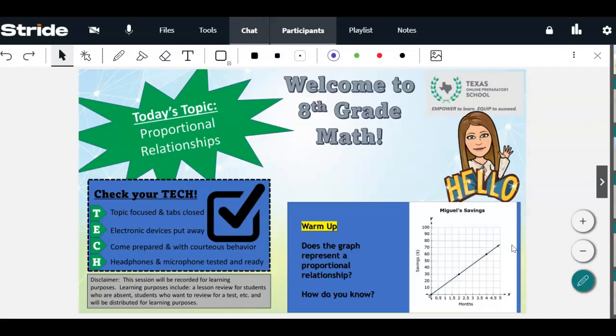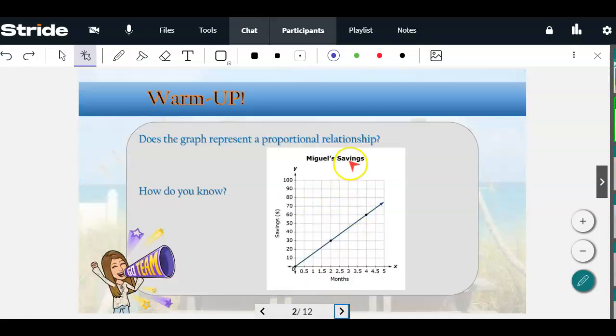All right, hello. So this lesson, we're going to continue working with proportional relationships, and we're going to actually learn how to write the equation for proportional relationships. So here we go. There is a warm-up on the board. Does a graph represent a proportional relationship? How do you know? All right, so let's look at it.